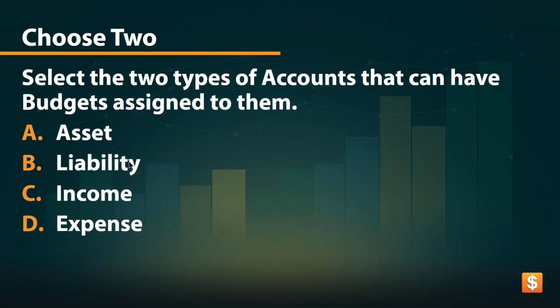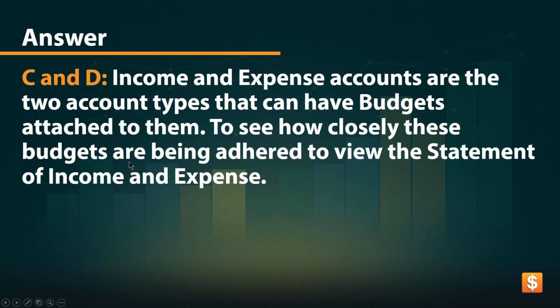So I'm going to hide the results and show the answer. And the answers are C and D. Income and expense accounts are the 2 account types that can have budgets attached to them. To see how closely these budgets are being adhered to, view the statement of income and expense.